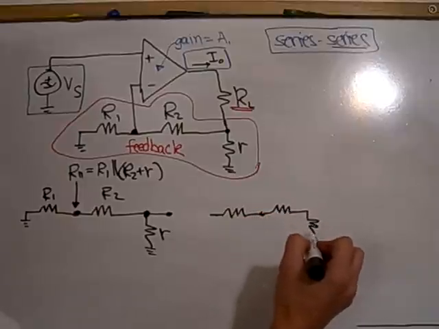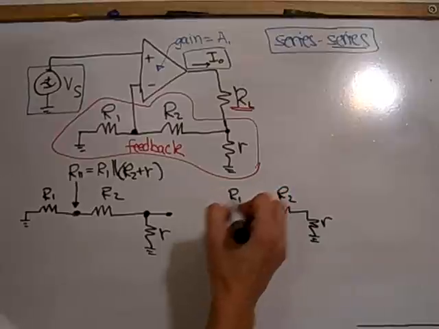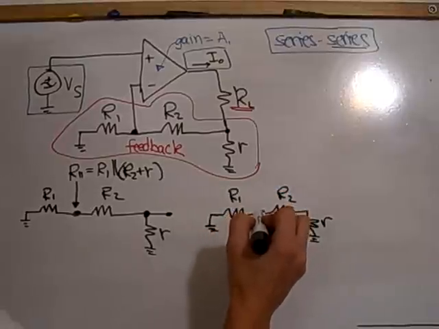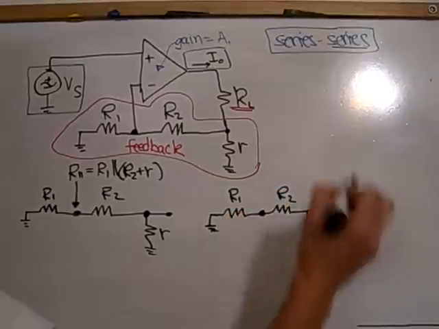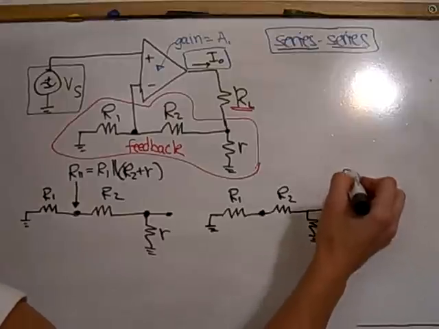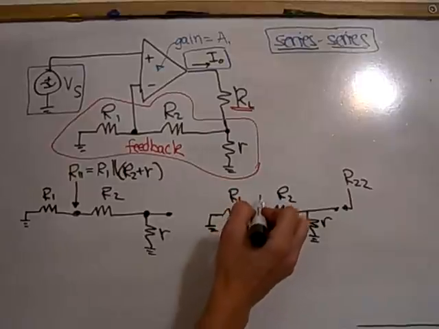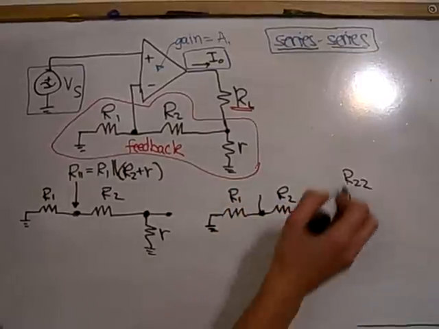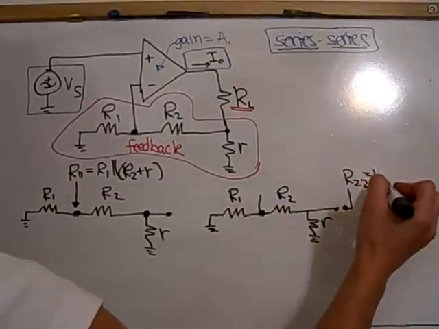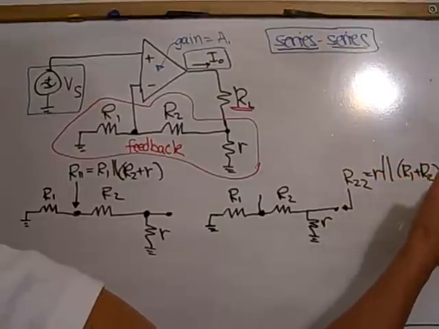I redraw again the same feedback portion. And I look back at the type. It's series on this side, so looking in here, which is the same location from up here, this I just leave open. So R22 is going to be R in parallel with R1 plus R2 quantity.